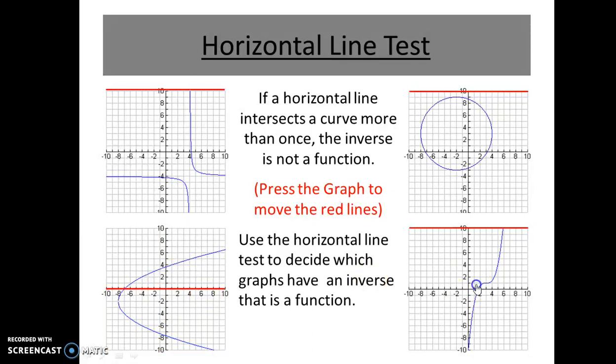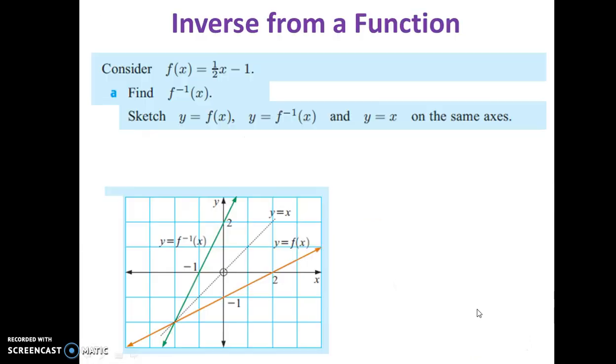The last one here, it's kind of hard to see, but in the middle here it kind of flattens out. In the middle there, this line does hit this thing twice. So this means that this does not pass the horizontal line test, therefore the inverse of this would not be a function.